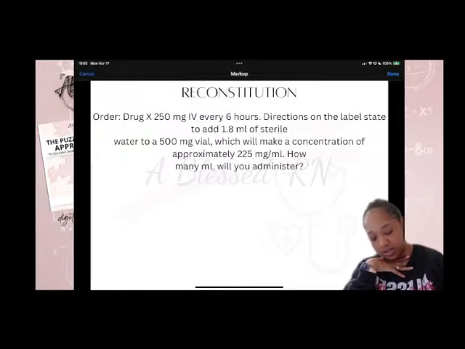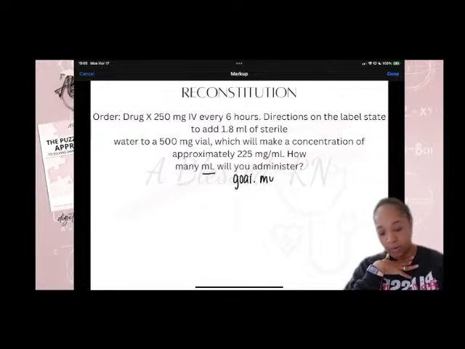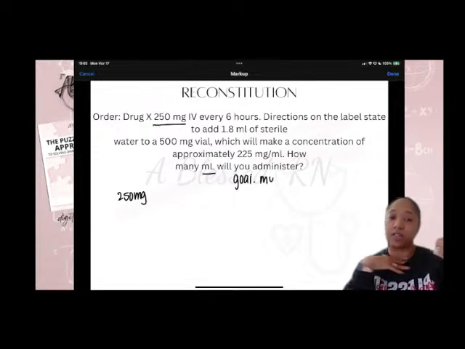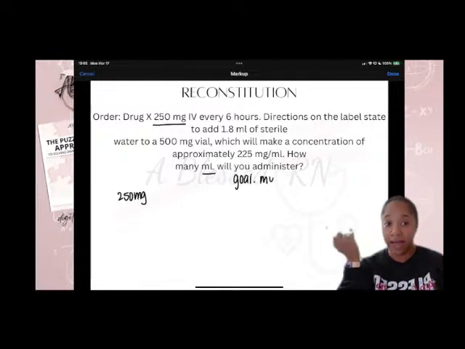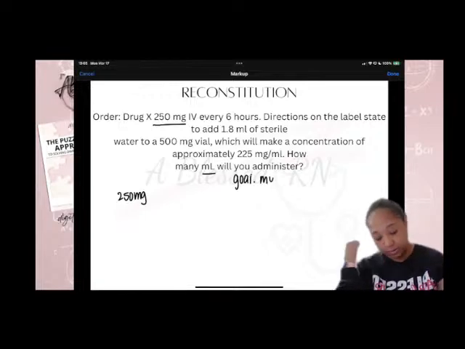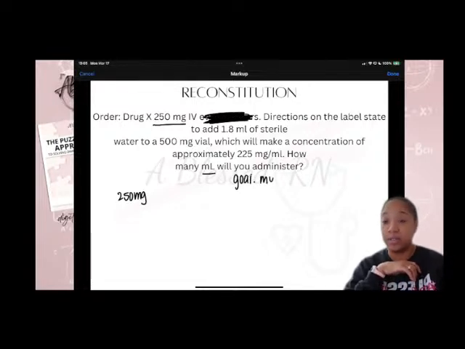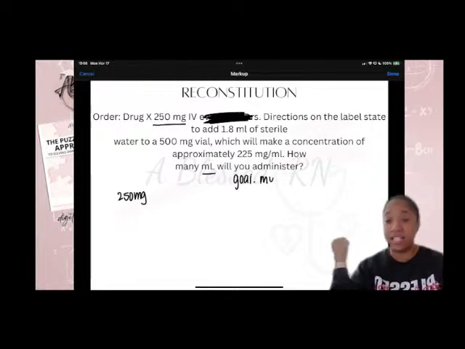All right, so what is our goal? First step first. What's the goal? Milliliters, right? So we know that we have 250 milligrams ordered. If it doesn't ask you per day, per minute, per hour, we just assume we're looking for a dose. This tells me how many doses are in a day. It's not asking me milliliters per day, because if it wanted that, it would have said it. We don't need the frequency.